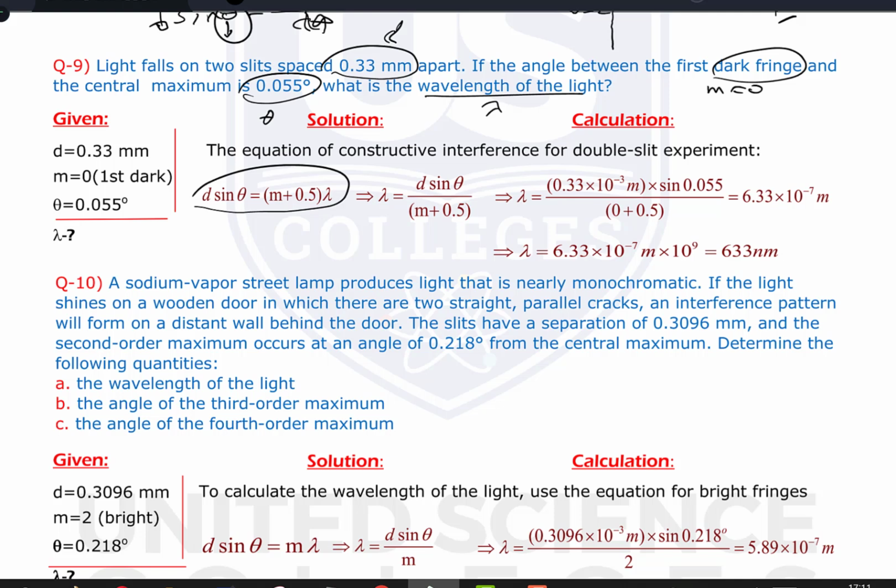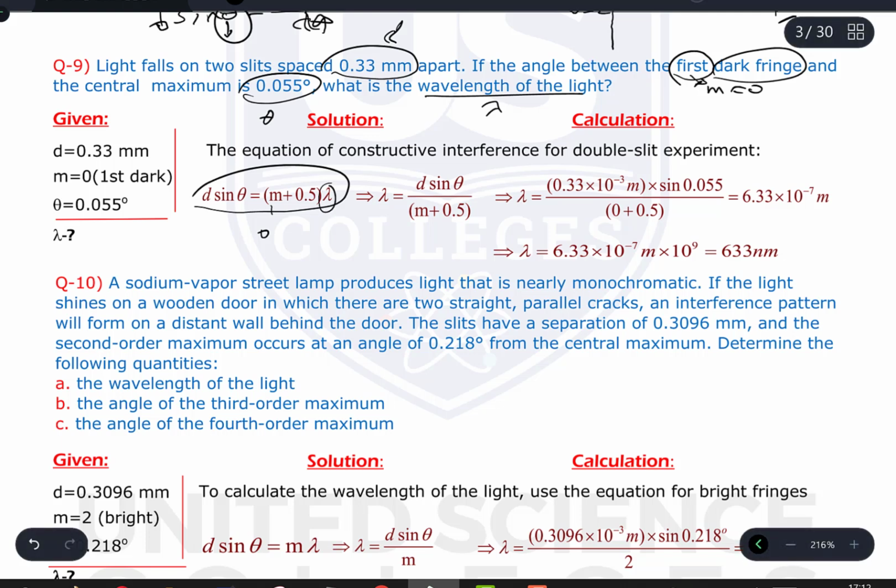Because here it is the first order, m is going to be 1 less than first, 1 minus 1, which is 0. M is equal to 0. We are going to write for m 0. d sin theta is equal to (m plus 0.5) lambda, where 0.5 is 1 over 2. To calculate lambda, of course, you should divide both sides by m plus 0.5. So lambda is going to be d sin theta over (m plus 0.5). After that, you are going to insert the values.